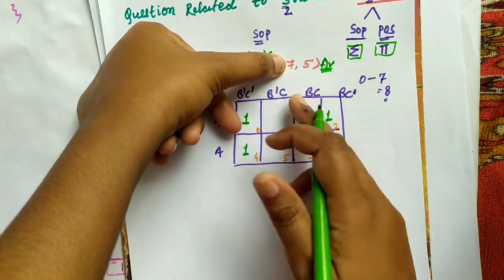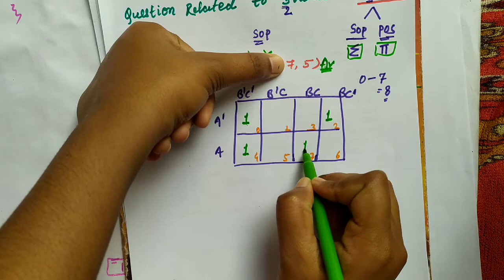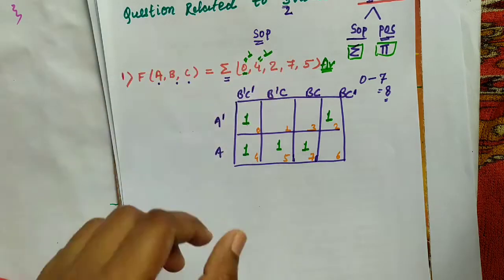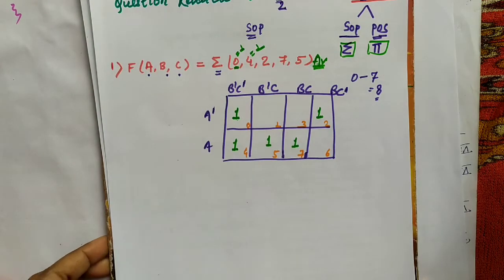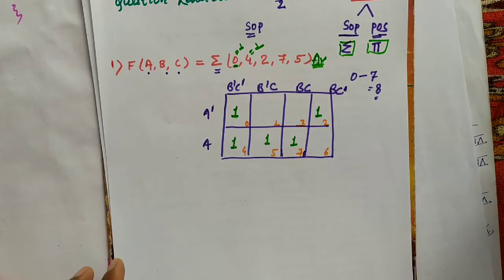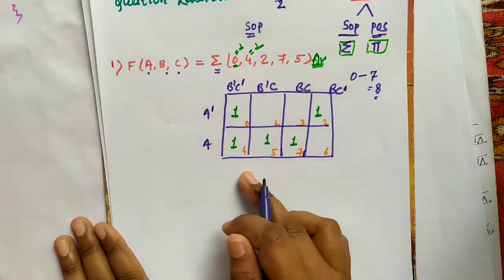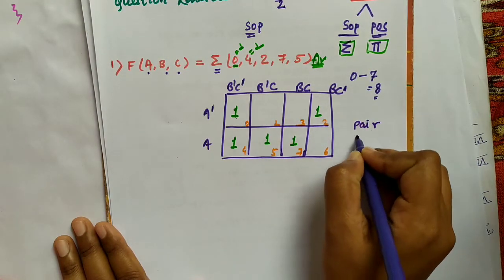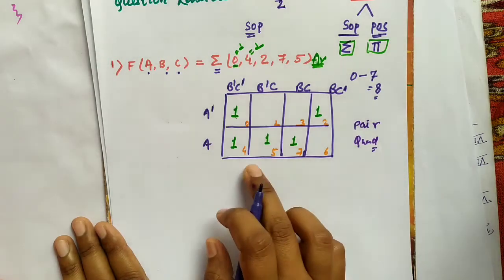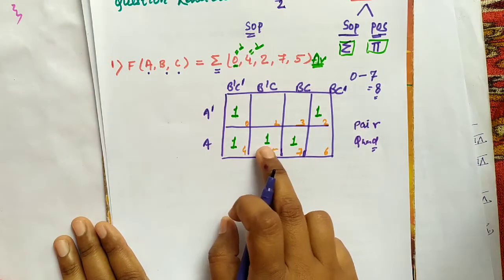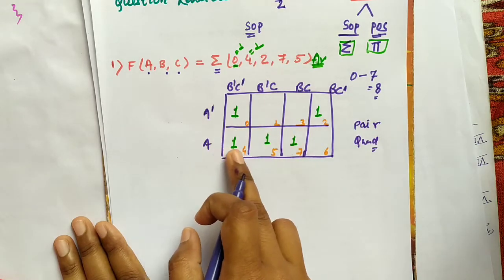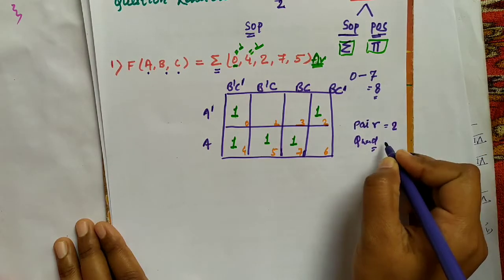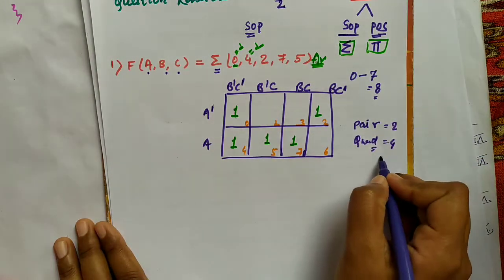Then the next one is 7, so for the value of 7 we write 1. Then 5, so we write 1 here. These are the values put into the K-map design. The next thing is to make a pair or quad. Here is a value 1, 1, and here also 1, 2, 3. There are 3 values, but we do not make a group of 3, because we only make groups of 2, 4 or 8.